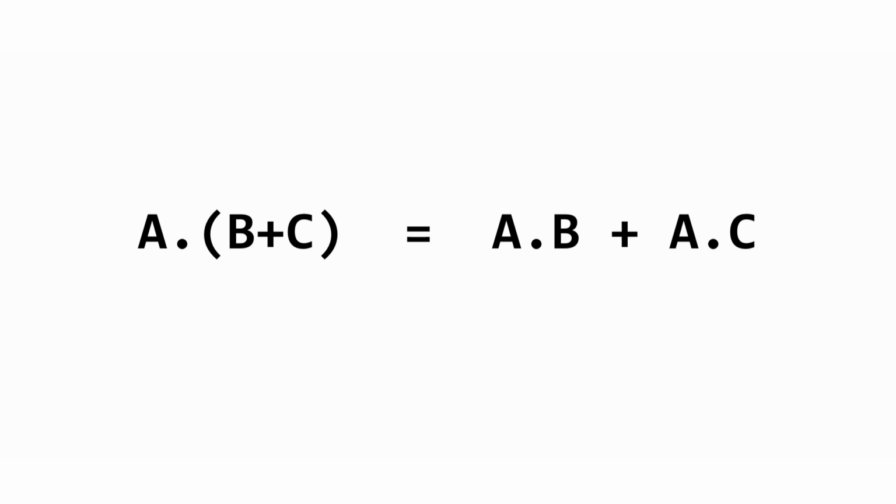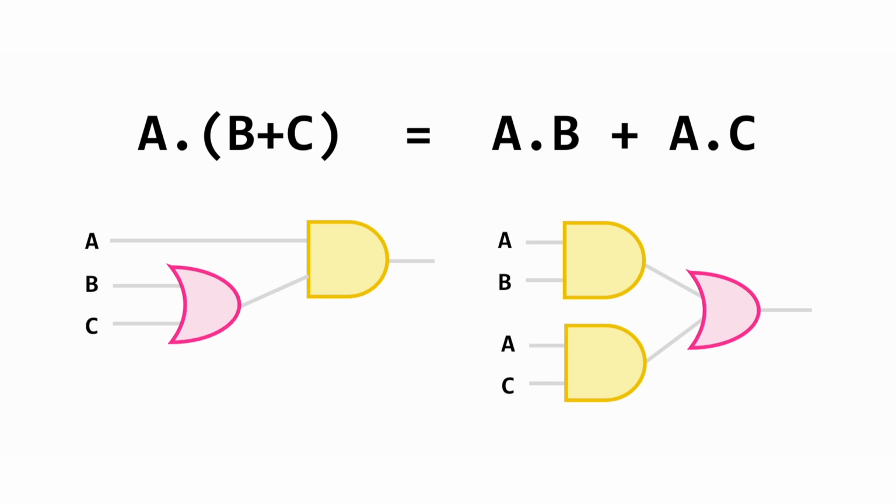The circuit diagram for this expression is cool. So we're really saying that we can build this same output using 2 or 3 gates. Now one is going to be significantly cheaper than the other, that's for sure.